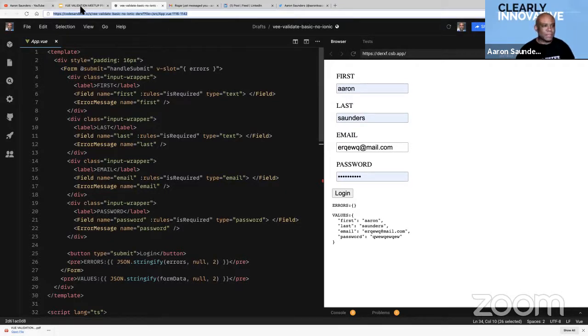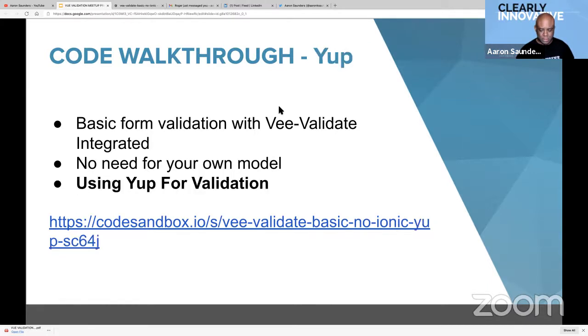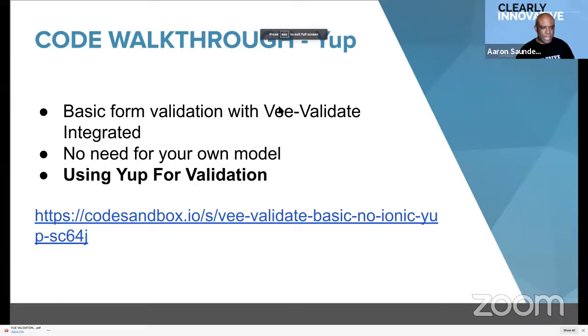And now let me get back to the presentation. So that was the basic form validation with VeeValidate. No need for your own v-model. It handles it for you, and you don't have to roll your own validation. And so now we're going to move on to integrating Yup. Let's go to that example here.